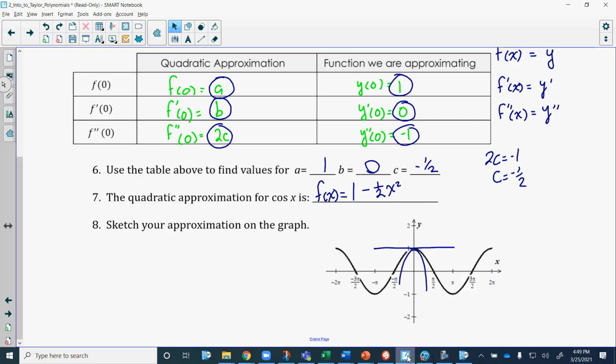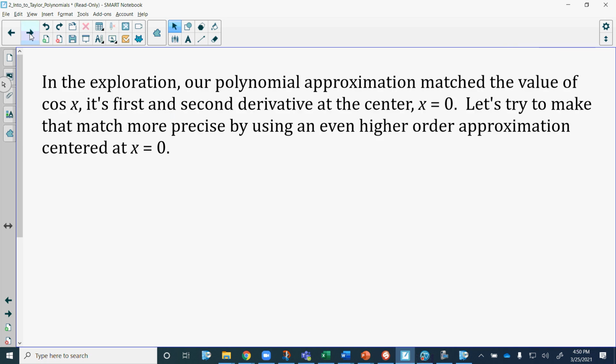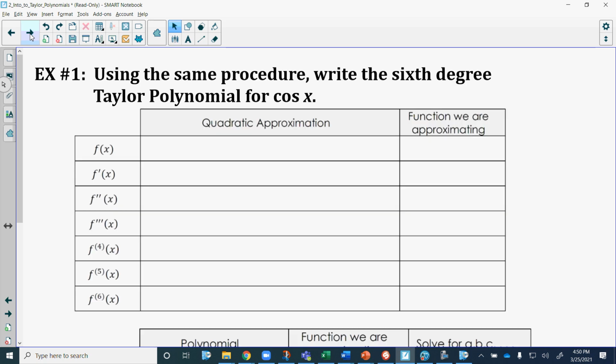So let's go back and continue on with the investigation. In the exploration, our polynomial approximation matched the value of cosine of x pretty closely. Its first and second derivatives at the center of 0 of x is equal to 0. Let's try to get a more precise approximation by using an even higher order approximation, meaning we want a larger degreed polynomial besides a quadratic.